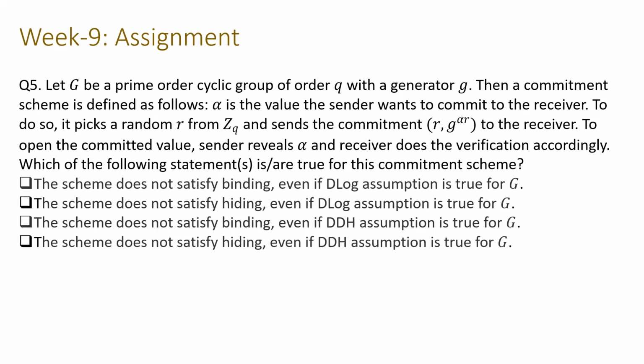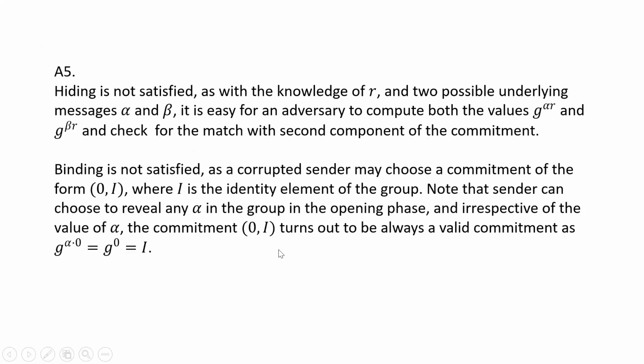Now coming back to our particular question, here you have been given a construction of a commitment scheme where alpha is the value the sender wants to commit to the receiver, and for doing so it picks some random r from Z_q and then sends the commitment (r, g^(alpha r)). So our claim is that the scheme satisfies neither the hiding nor the binding property. And why is that so? So basically all four of these statements are correct. Okay. How is that so?